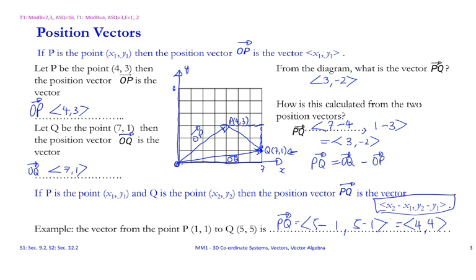Which brings us to standard basis vectors. Standard basis vectors, they have magnitude of 1, and their whole entire purpose in their life on a page is to point.